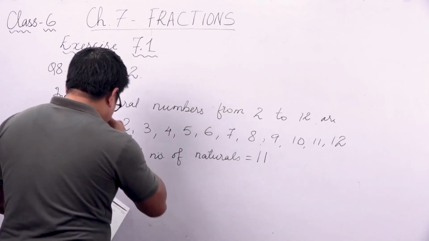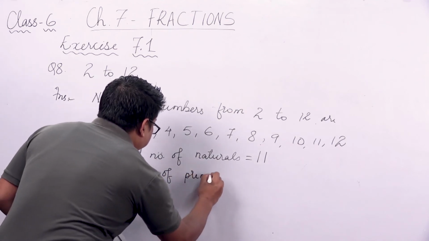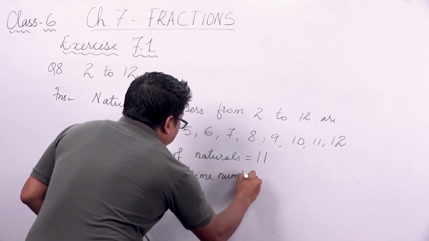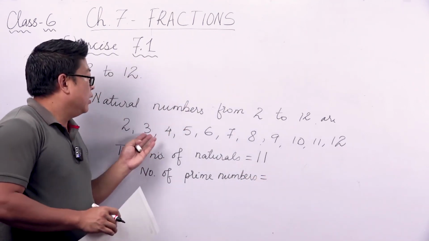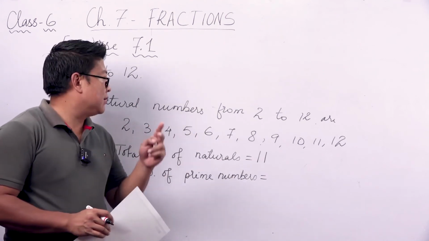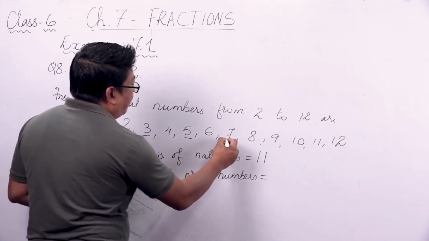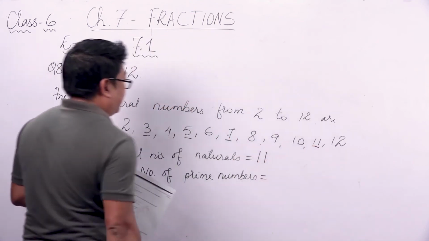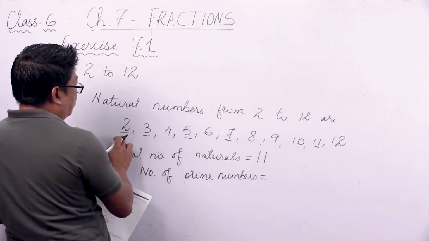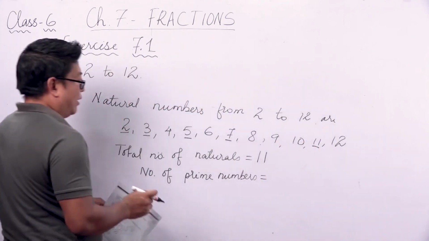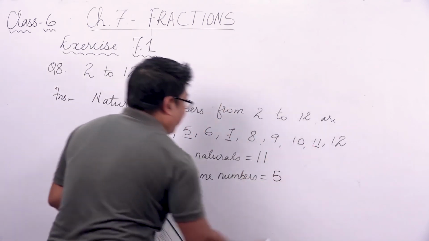And out of that, the number of prime numbers. For those who don't know, prime numbers are those numbers which have not more than 2 factors, that is, the number itself and 1. So we have 2, 3, 5, 7, and 11. I'm so sorry, I missed 2 earlier. All these numbers are prime numbers. So 1, 2, 3, 4, 5. We have 5 prime numbers.